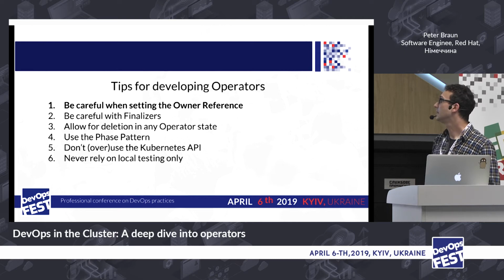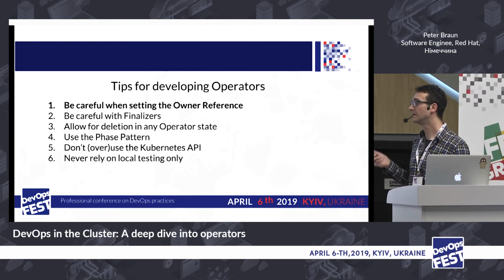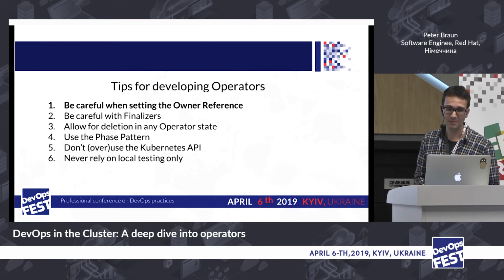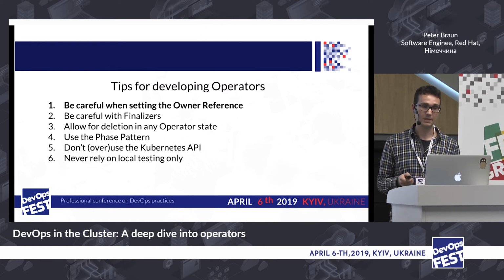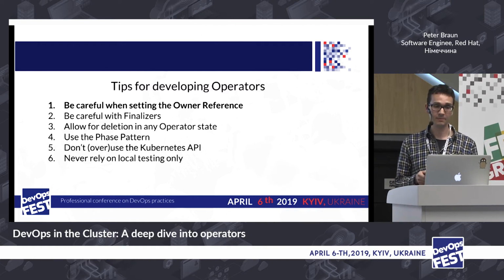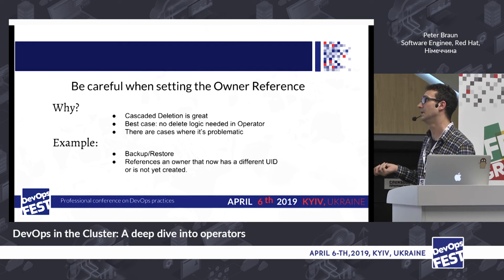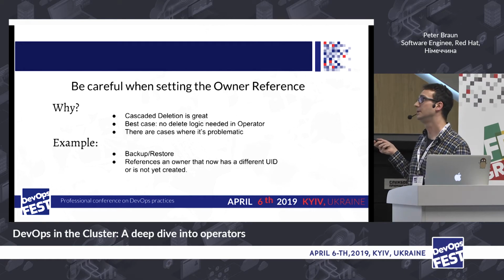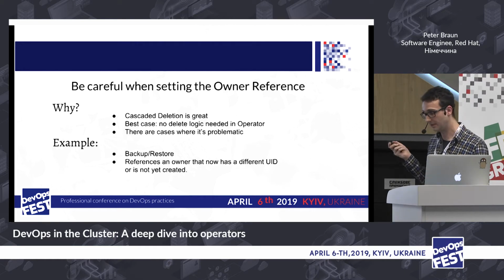Okay, so here's a list of tips for developing operators. These come from our experience of working with them. Most of them do not only apply to operators, but to Kubernetes in general. The first one is about owner references. We just heard that they are awesome and you can use them for cascaded deletion, and you probably want that. But there can be edge cases where they cause issues.